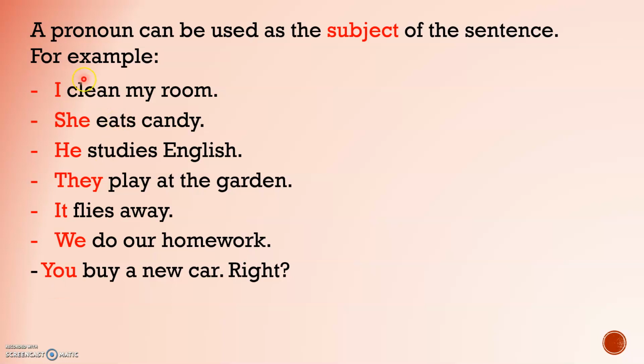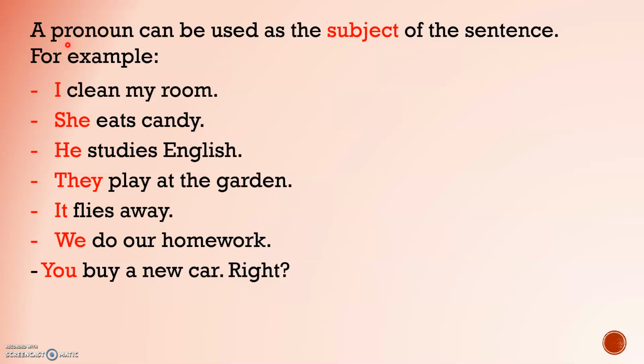So let's take a look at this example. I clean my room. If I ask you, who cleans the room? I, right? So I is the subject of the sentence, right? I am the subject of the sentence. So do we have a specific name? No. I is the place, is the subject of the sentence. We call it, this is the subject pronoun. It's not a noun, it's pronoun.